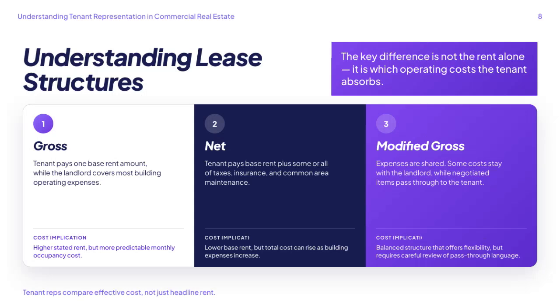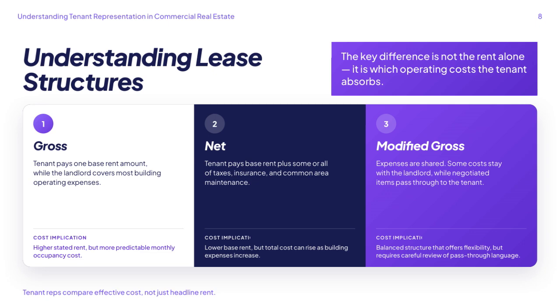When we talk about lease structures, the key distinction isn't just the rent amount itself, but rather which operating costs the tenant is responsible for. Let's break down the three main types. First, the gross lease. Here, the tenant pays a single base rent amount, and the landlord handles most of the building's operating expenses. Although the stated rent might be higher, this setup offers the tenant more predictable monthly occupancy costs, which can be a real advantage for budgeting.